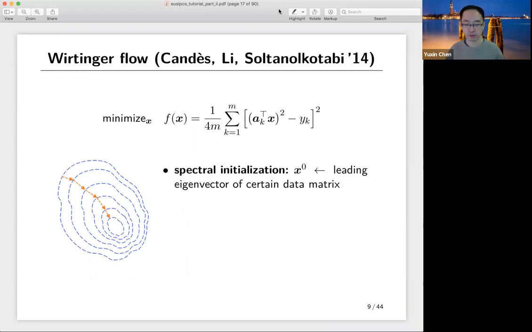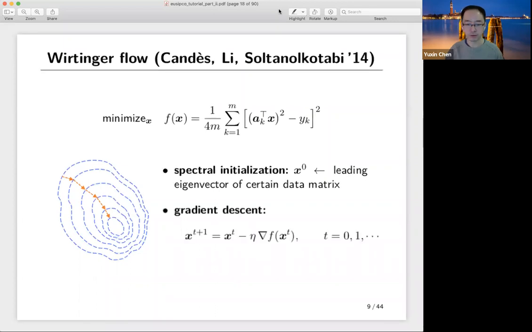So I'm not going to start it with some arbitrary initialization, but actually some careful one. And this turns out to be doable using a PCA type of algorithm called the spectral method. After this suitable initialization is obtained, Candès, Li and Soltanolkotabi propose to run some version of the gradient descent algorithm until it converges. Here I'm going to choose eta, the step size, to be careful enough so as to make sure that it converges. So this is a very, very simple two-stage algorithm, but it actually turns out to enjoy very nice theoretical guarantees.